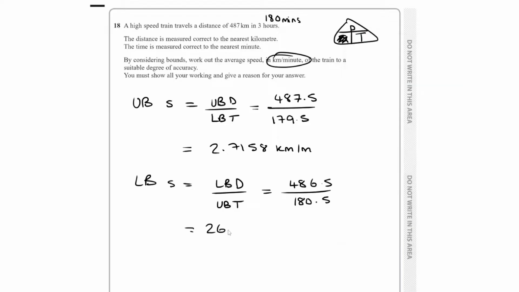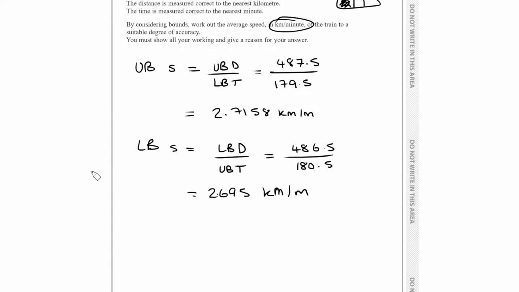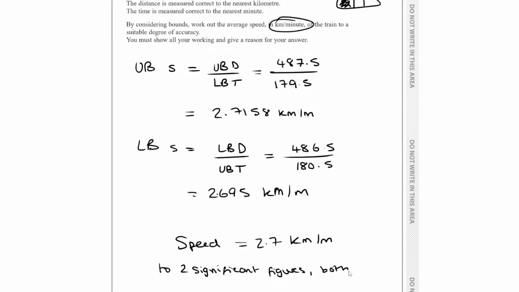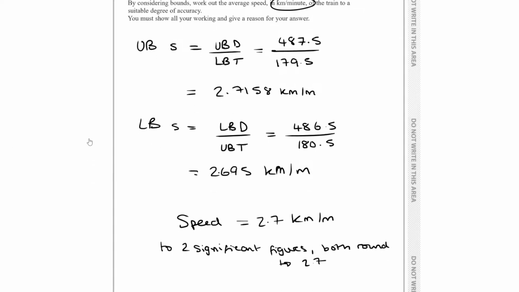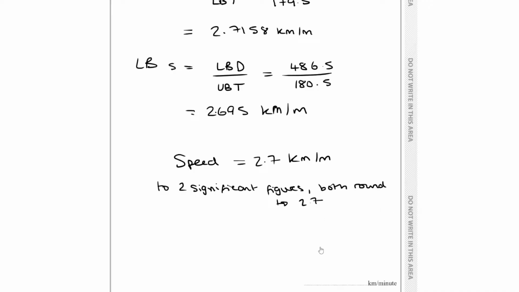2.695... kilometers per minute. So obviously they then say find an answer. I would choose to round that to 2.7 because they both round to 2.7. That's your reason, isn't it? So the speed is 2.7 kilometers per minute. And then the reason is, you could say 1 decimal place, or 2 significant figures, whatever you've rounded it to. Both round to 2.7. They both agree. To this degree of accuracy, they both round to that number. So that one was fairly nice, I feel like, and that's a 5 marker.